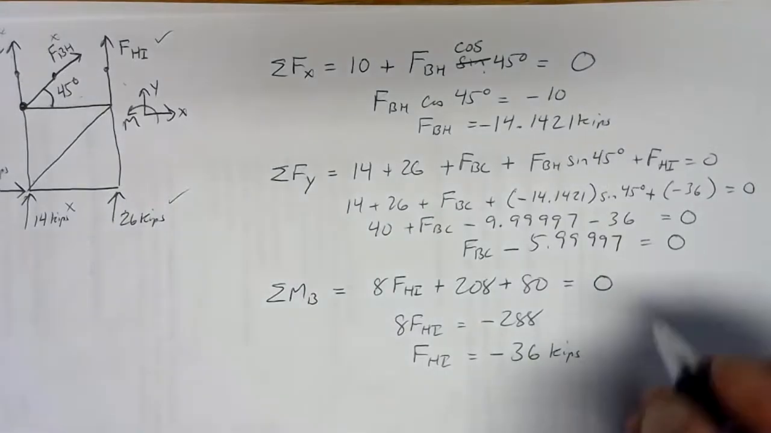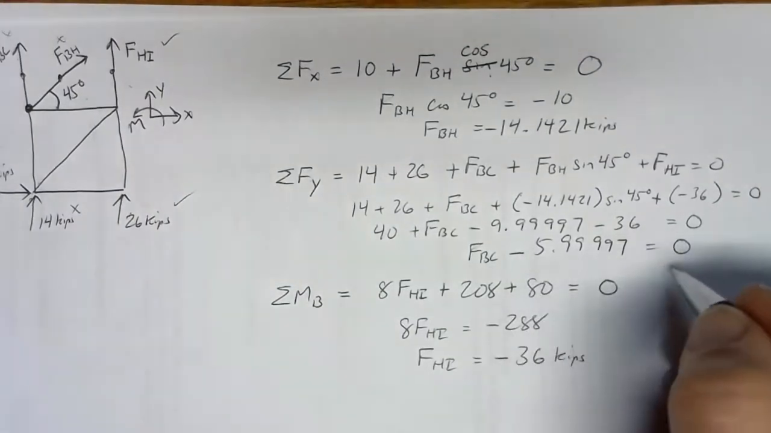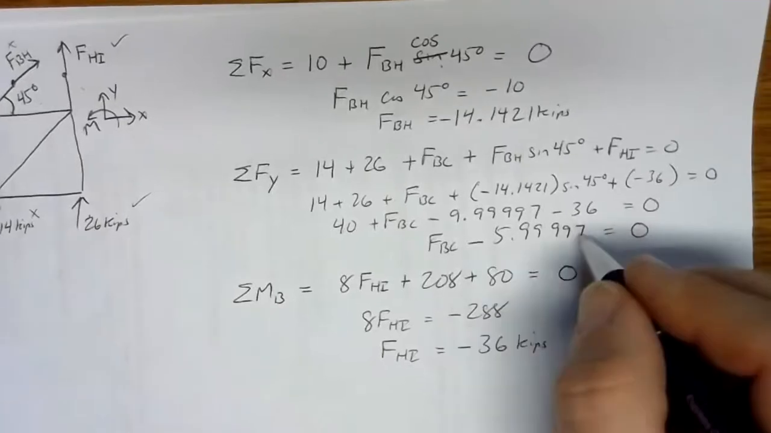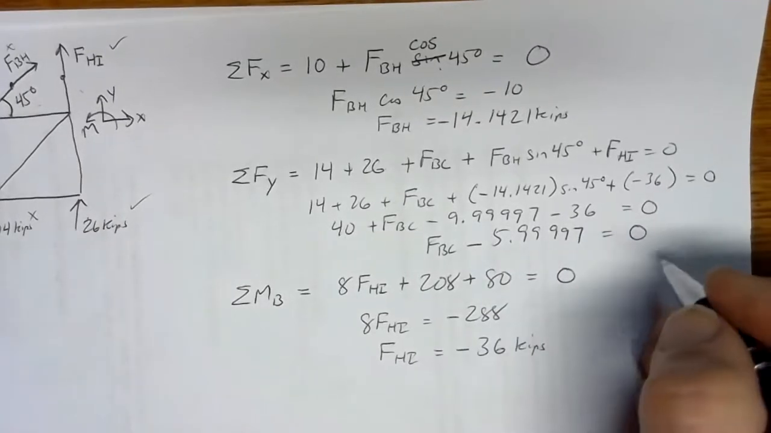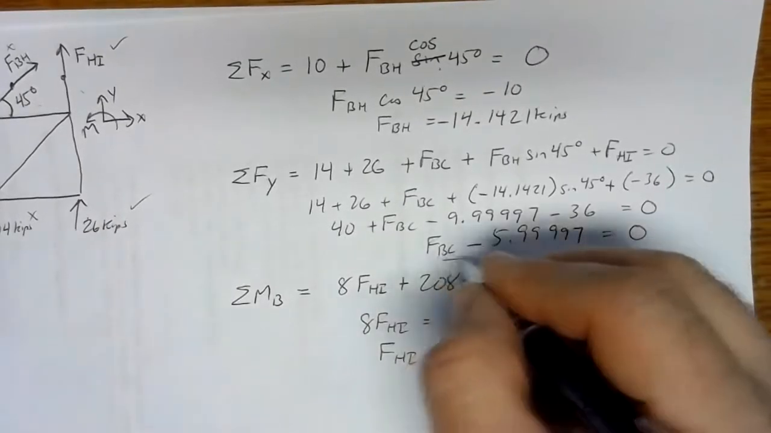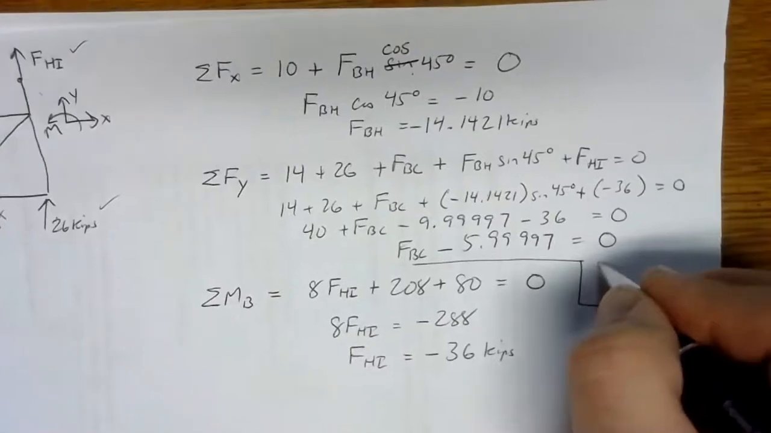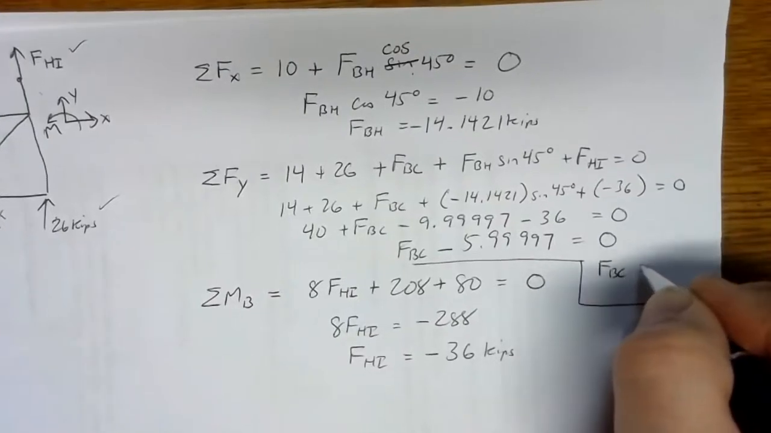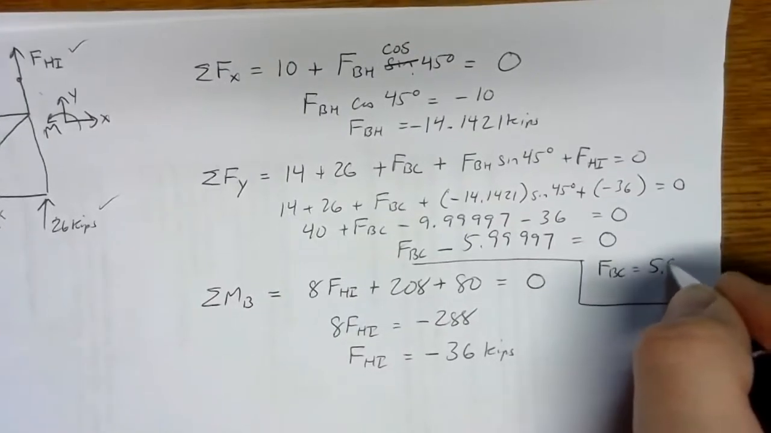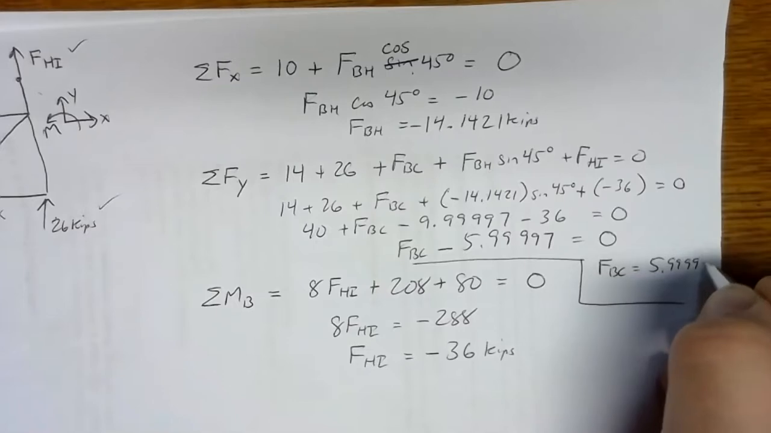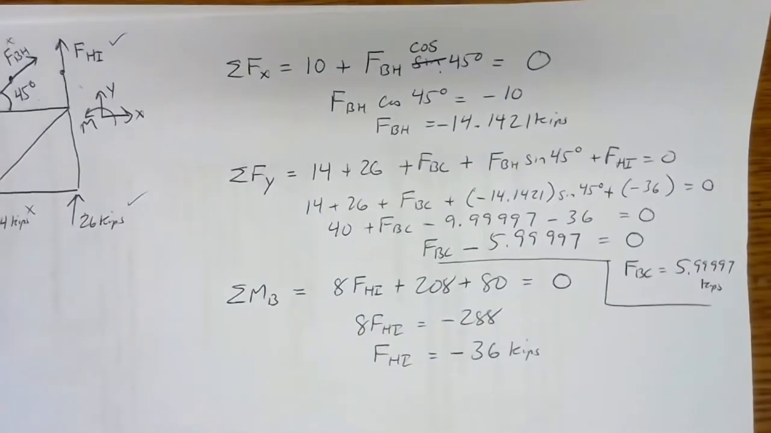So member BC, we've got a positive 5.99997. So that's our final piece here. FBC is a positive 5.99997 kips. Now that one came out positive, so that means member BC really is in tension.